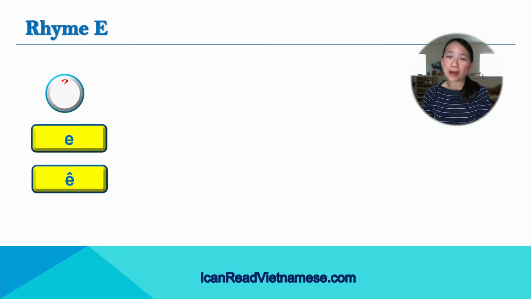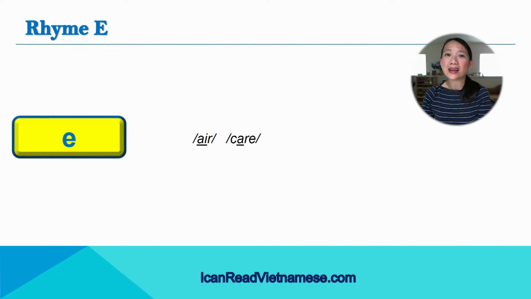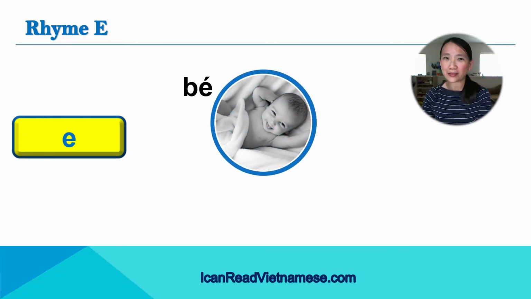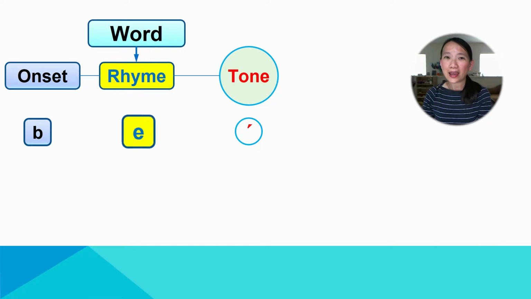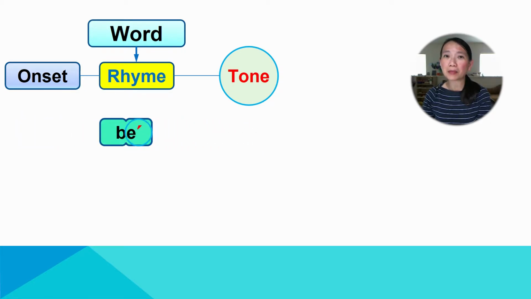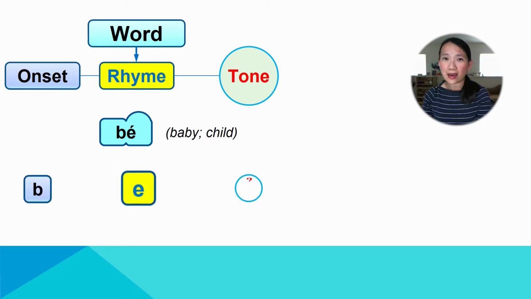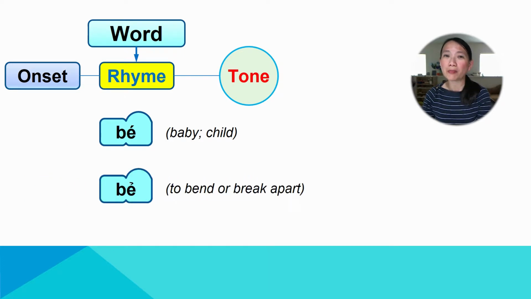Let's move on to rhyme e. For the vowels, the letter name is the letter sound. E as in bé. E, bờ, bờ, e, bé, sắc, bé. E, bờ, bờ, e, bé, hỏi, bẻ.